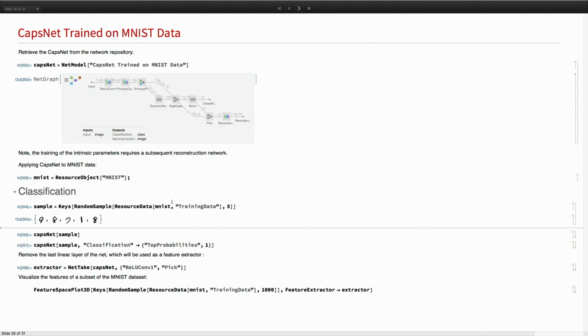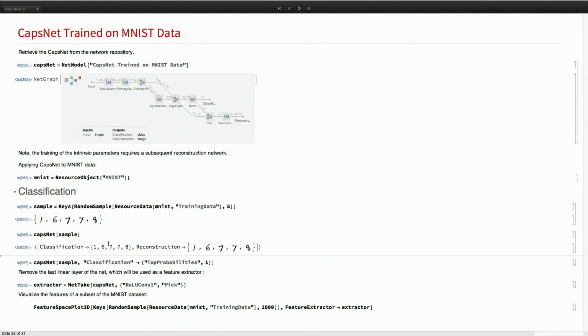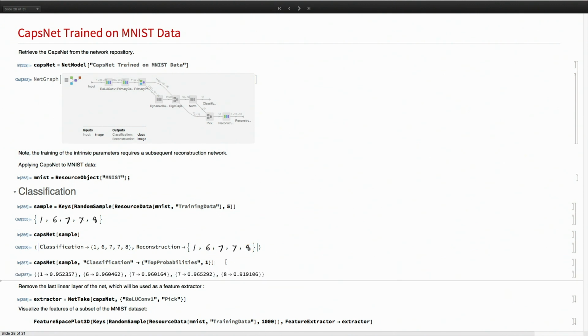And well, it has been pre-trained, so I can just run it on a sample of these numbers. So if I have 1, 6, 7, 7, 8, I get the right classification. And on top of it, it gives you the reconstructions of these digits. And it's a nice thing to have. I'll explain a bit more about this.